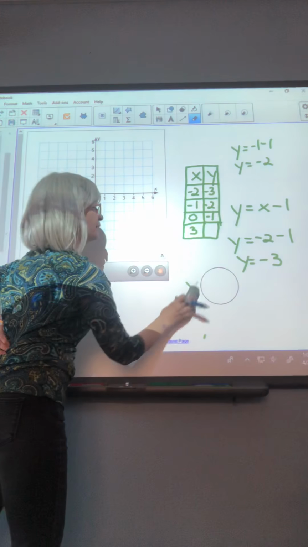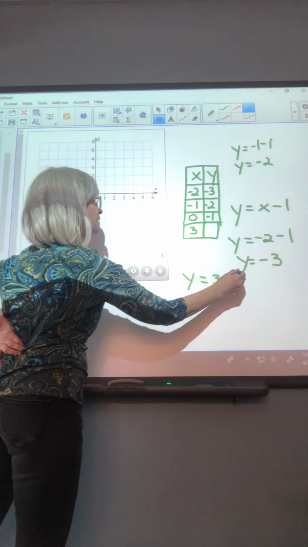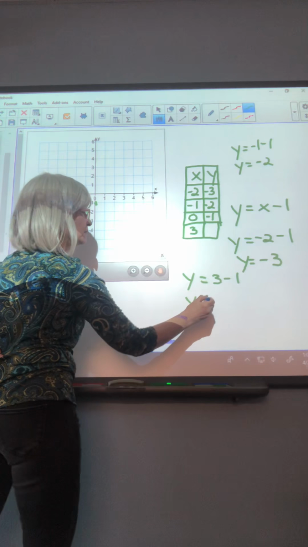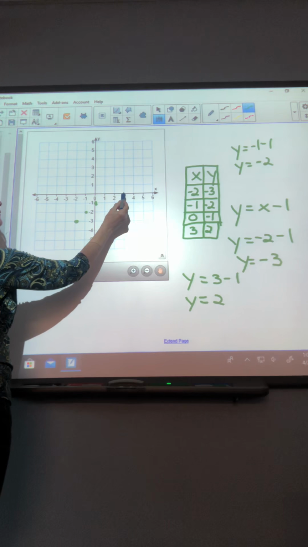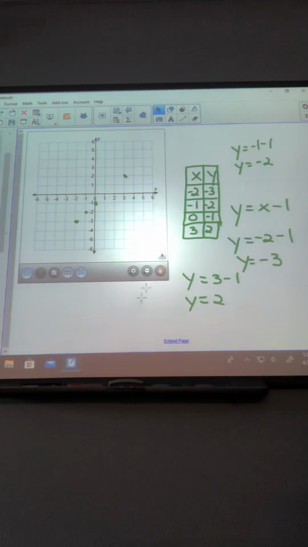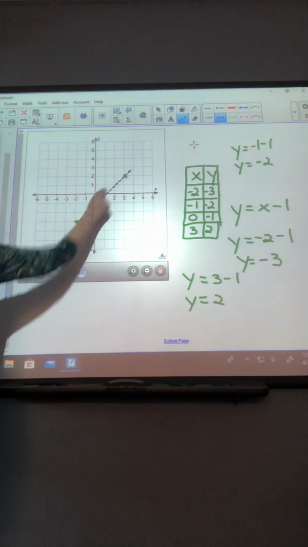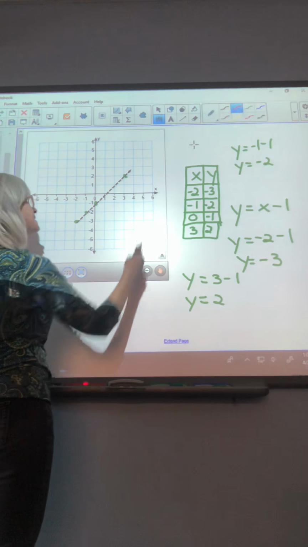Okay, and then the last point that we're going to do is y equals 3 minus 1. So 3 minus 1 is 2, so y would equal 2. So we have 3, 2. And so now we can graph that. And you can see that it makes a straight line. And that line, remember, begins on the left and climbs upward, so it is a, yes, I heard it, a positive slope. So this is a positive slope.